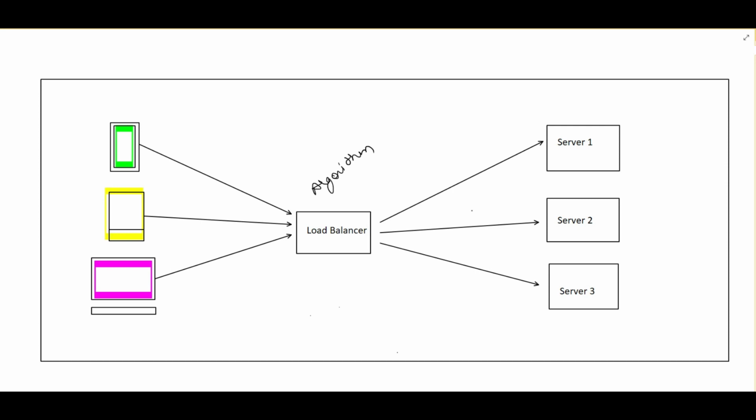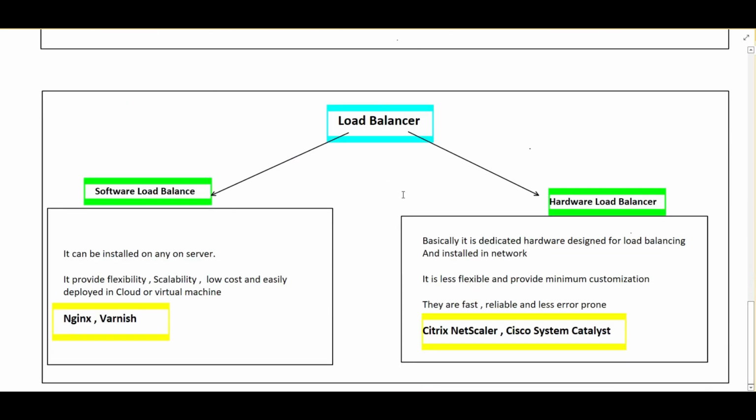Now we have understood why we need a load balancer. We need a load balancer to distribute the traffic among the servers evenly. So how many types of load balancer do we have as of now? We have two types of load balancer. The first one is a software load balancer. The second one is a hardware load balancer.